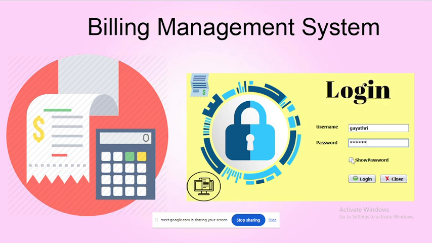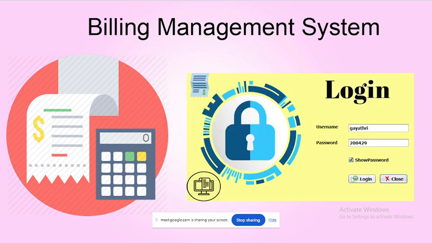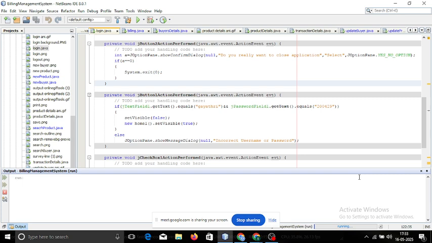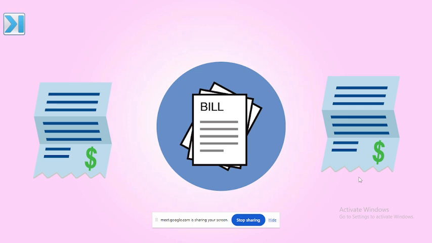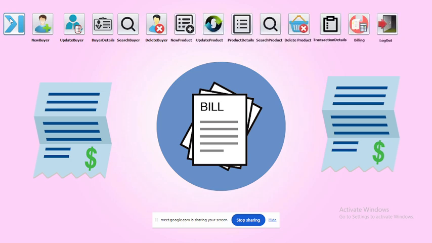Okay, you can see I've given the correct one. If I click close, it will ask me, do you really want to close the application? I'll select no, so it won't be closed. If I want to log in, I can select login so that this page will be closed and the home page will be visible. See, this is the home page. For the home page, you don't need to design it. You can just take a label and write Home inside that. That's all.